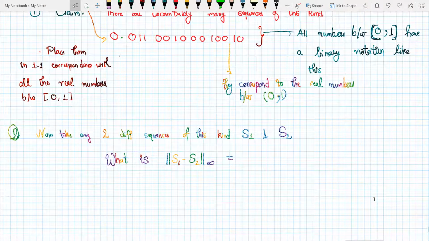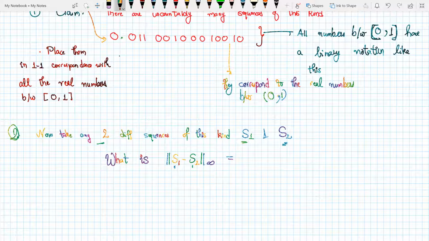Okay, now take any two different sequences of this kind, S1 and S2, and then we want to find the infinity norm of the difference of these two sequences. I want you to focus very carefully, because the next thing we're gonna do is really important to the concept. If I have two different sequences, again, these sequences only contain 0 or 1, and I want to take the infinity norm of these. What do I mean by infinity norm? If I have a sequence S1 and a sequence S2, I subtract the individual elements of the sequences.